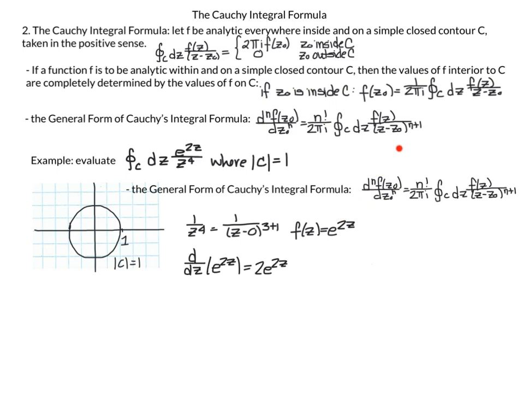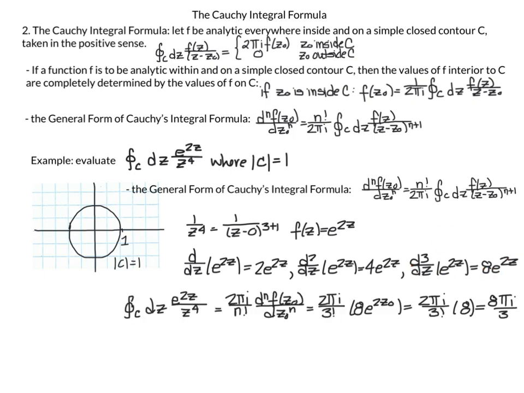On this left-hand side, I need to take the nth derivative of my function f, e to the 2z, evaluated at z naught, with z naught being 0. So the first derivative of f is going to be 2 times e to the 2z. The second derivative, taking the derivative of 2 times e to the 2z, I'm going to get 4 e to the 2z. And finally, my third derivative is going to be 8 e to the 2z. And now I can plug in.